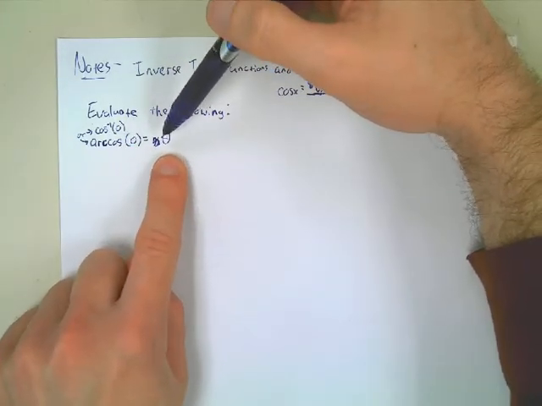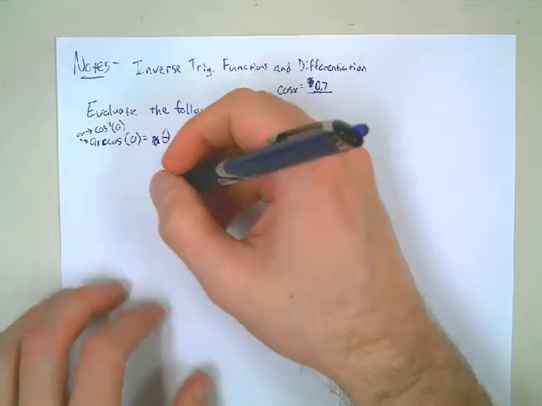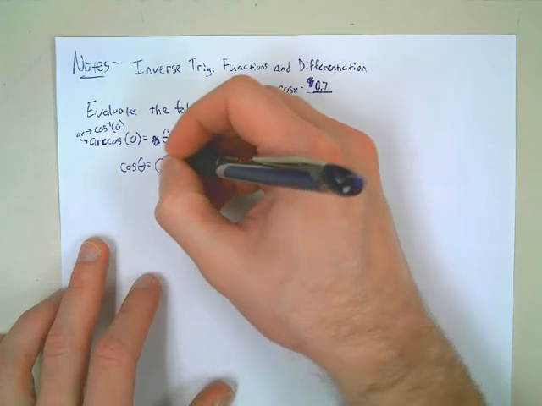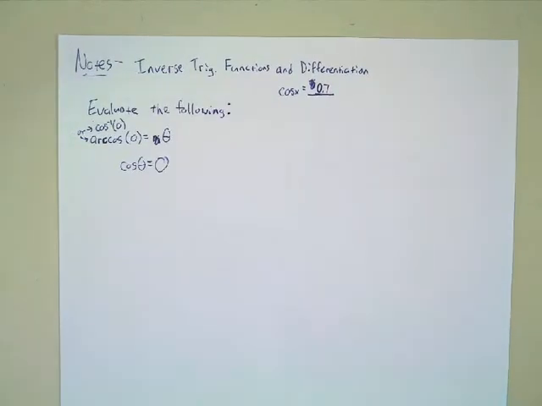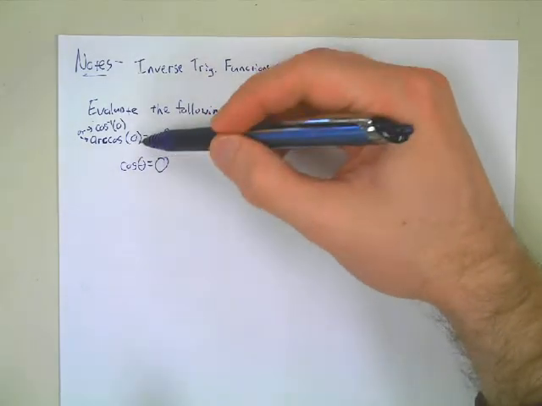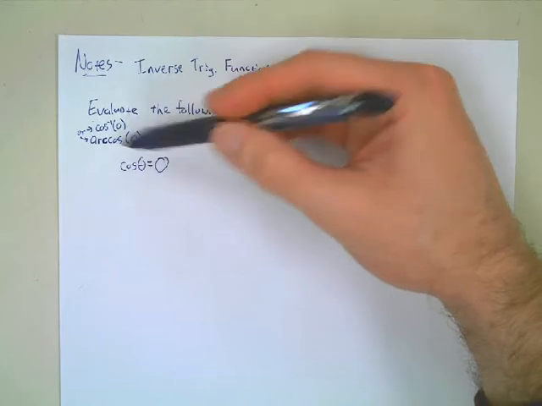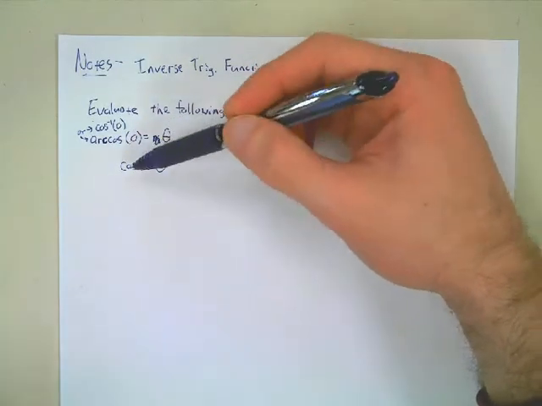All right. And so again, to evaluate this, I'm not really sure what arc cosine of 0 is, but I can rewrite this as cosine of theta equals 0. This is an equivalent statement. Arc cosine of 0 equals theta is the same thing as saying cosine of theta equals 0. We do cosine of both sides there. Cosine of arc cosine cancels out, leaving just the 0. Cosine of theta is just cosine of theta.